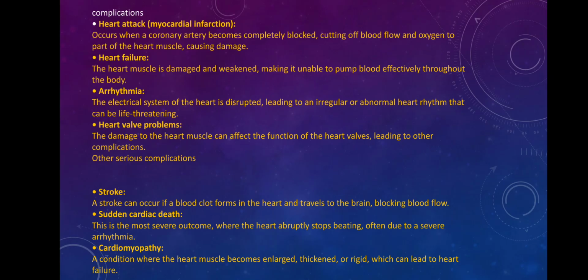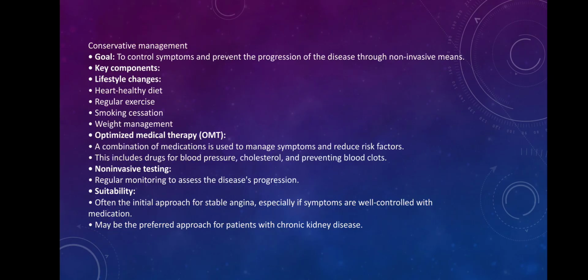Stroke occurs if a blood clot from the heart travels to the brain and blocks blood flow in the brain. Sudden cardiac death means the heart stops beating due to severe arrhythmia. In cardiomyopathy, the muscle becomes enlarged, thickened and rigid, which can lead to heart failure.